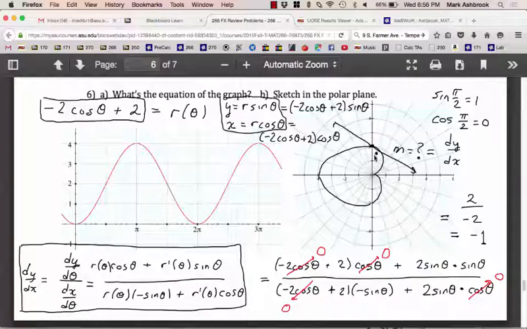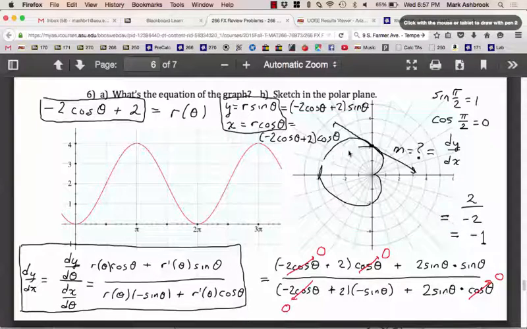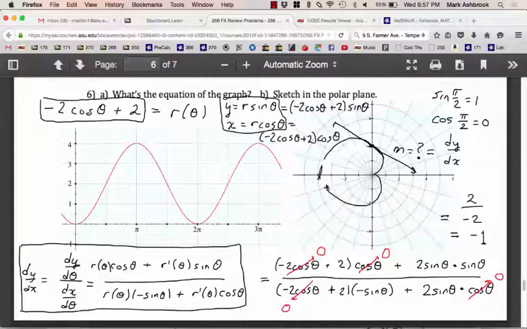Well, my sketch isn't great, but it should be doing this. It should be reaching up a lot higher here, more like a circle, like what it's done here.